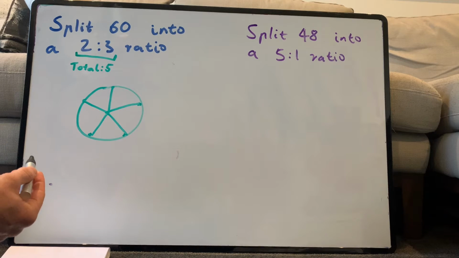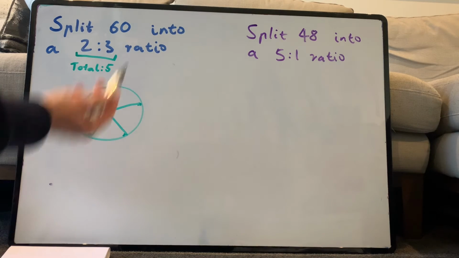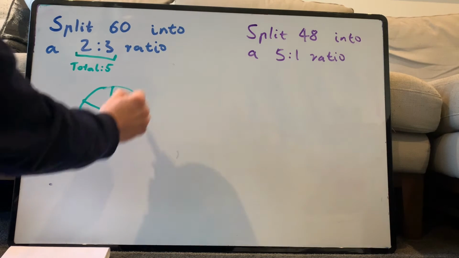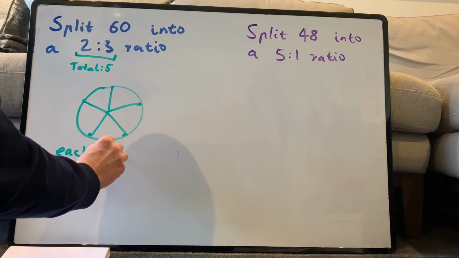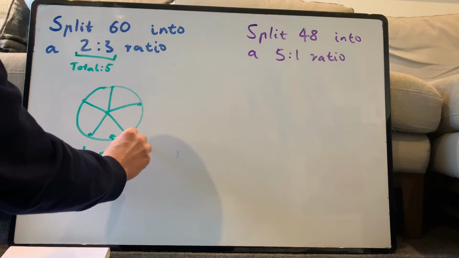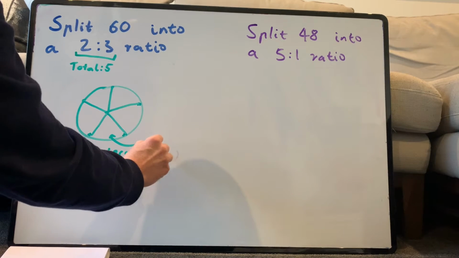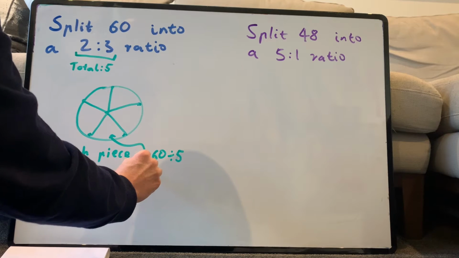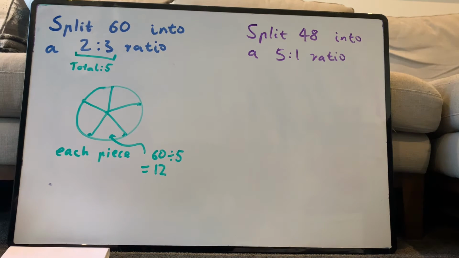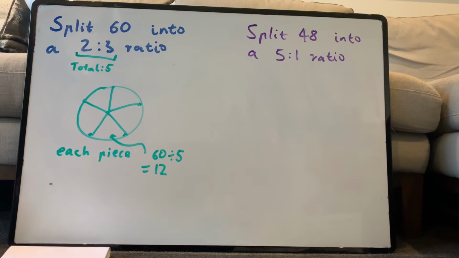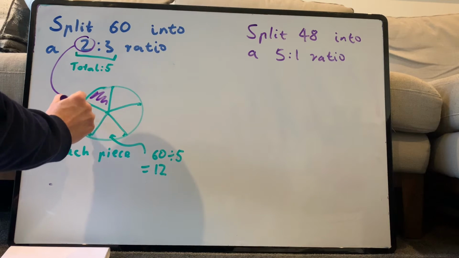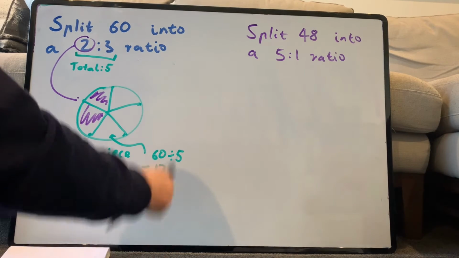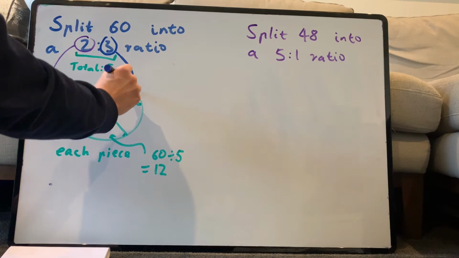Now, if you imagine that this circle has 60, that's what the question says, then each one of these little pieces, each piece, is going to have 60 divided by 5 in it. Okay? Now what about the ratio bit? Well, one person's getting 2 and another person is getting 3.